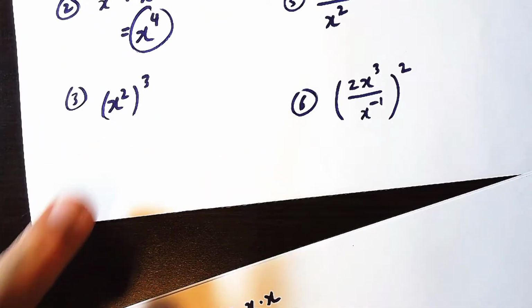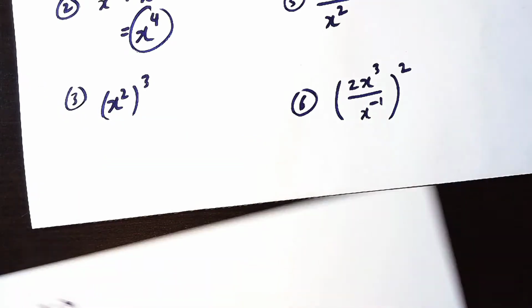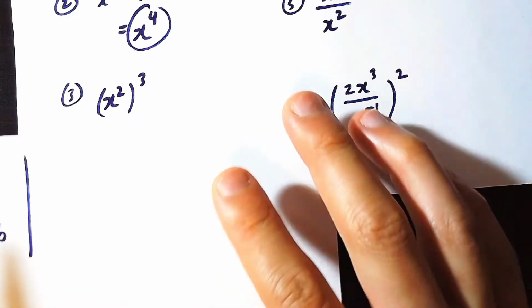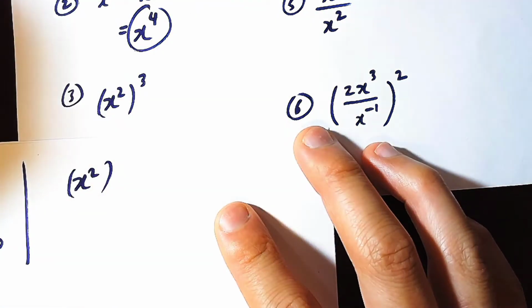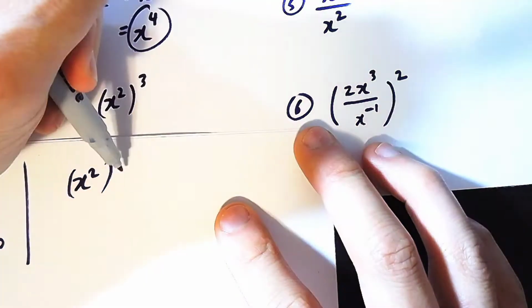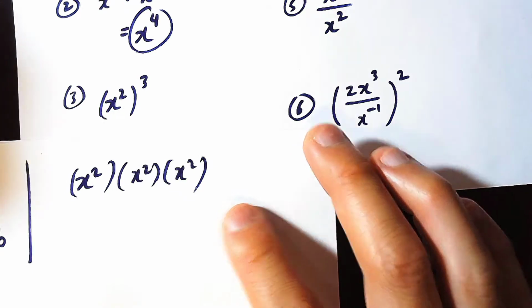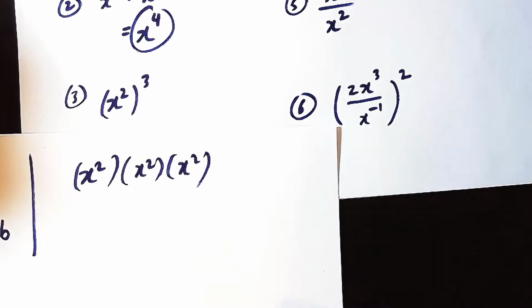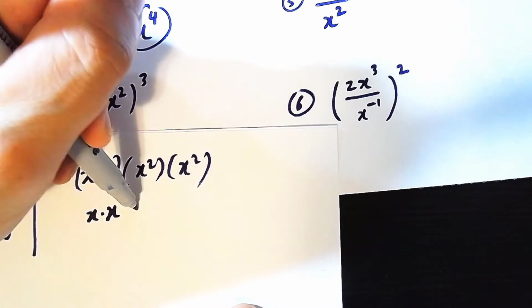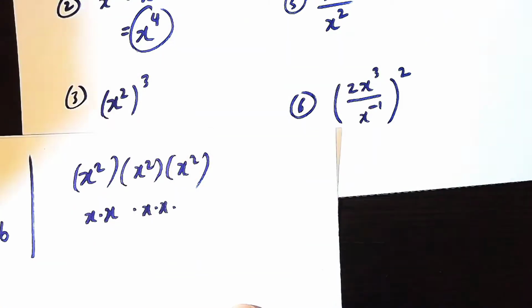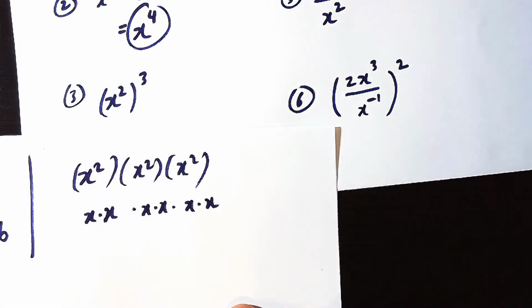Now we have another rule here. Exponent, bracket, exponent: we don't add, we actually multiply. So let's think about it. We have x squared as the base, and there are 3 of them. x squared times x squared times x squared. There are 3 sets of these. If you expand it out, this would be x times x, this part here would be another x times x, and this third part here would be another x times x. So definitely there are 6 x's.